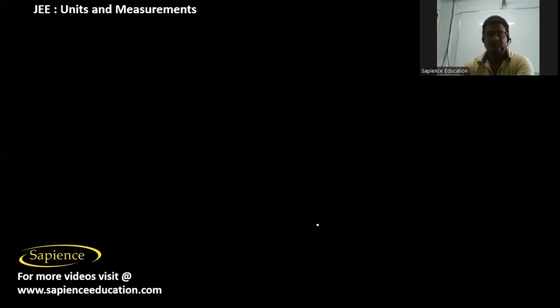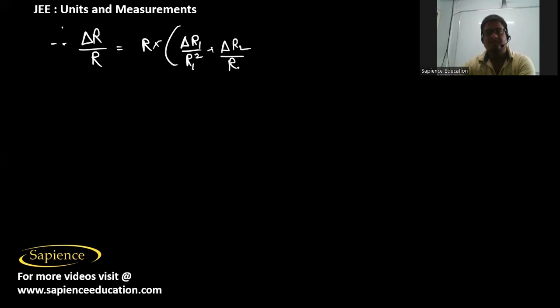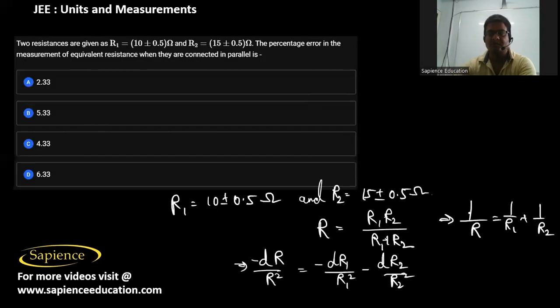So therefore we can say that delta r by r will be equal to r into, let's say, delta r1 by r1 square plus delta r2 by r2 square. Since the error is very small, we can take dr as approximately delta r, where delta r is the absolute error in the resistance.